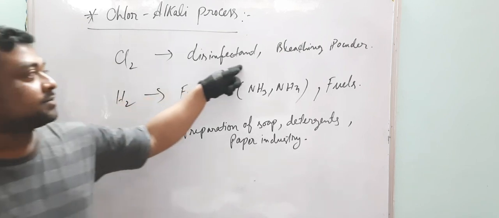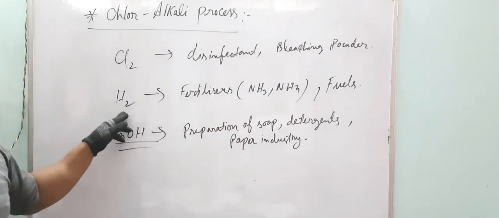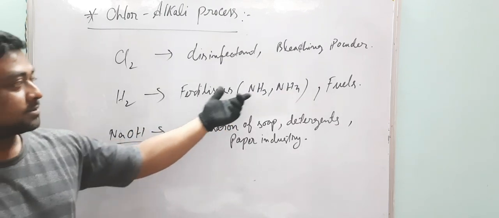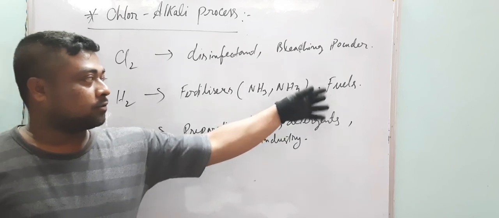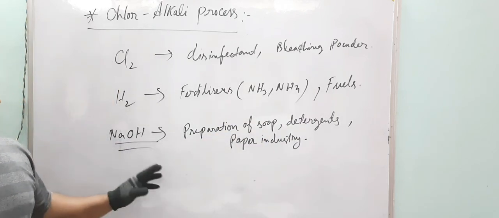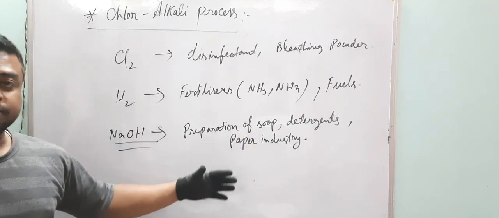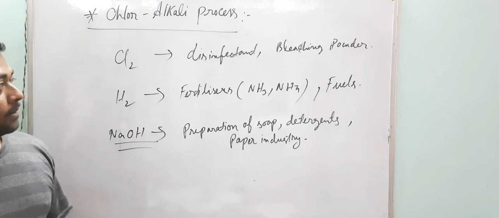Chlorine is used in disinfectants, and also for the production of bleaching powder. Next, hydrogen gas can be used for the production of fertilizers such as ammonia and ammonium, and it is also used as rocket fuel. Next, sodium hydroxide is used in the preparation of soap, detergents, and also in the paper industries for washing of the papers.